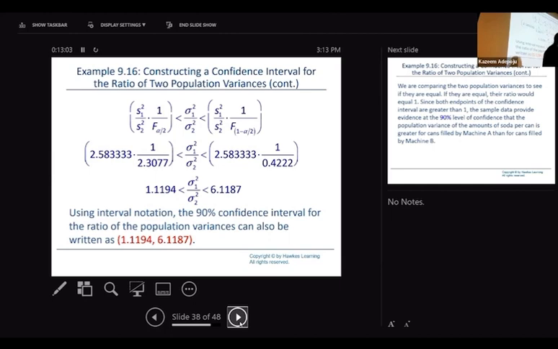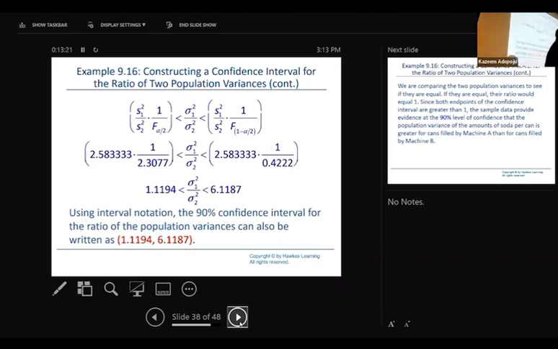Now I wanted to say this. Is there a significant difference between the two machines in what they turn out? Can somebody tell me? Okay, go ahead. Because it does not contain 1. Send a message to me for extra credit.